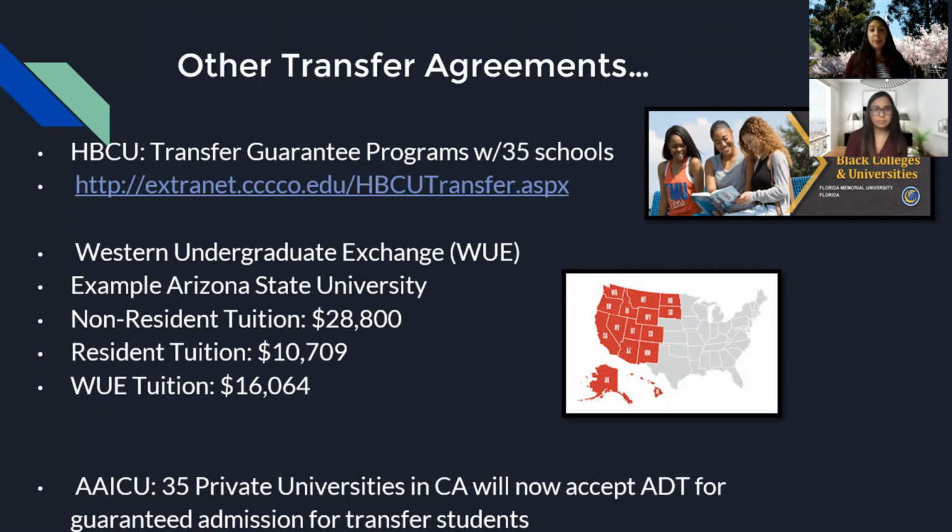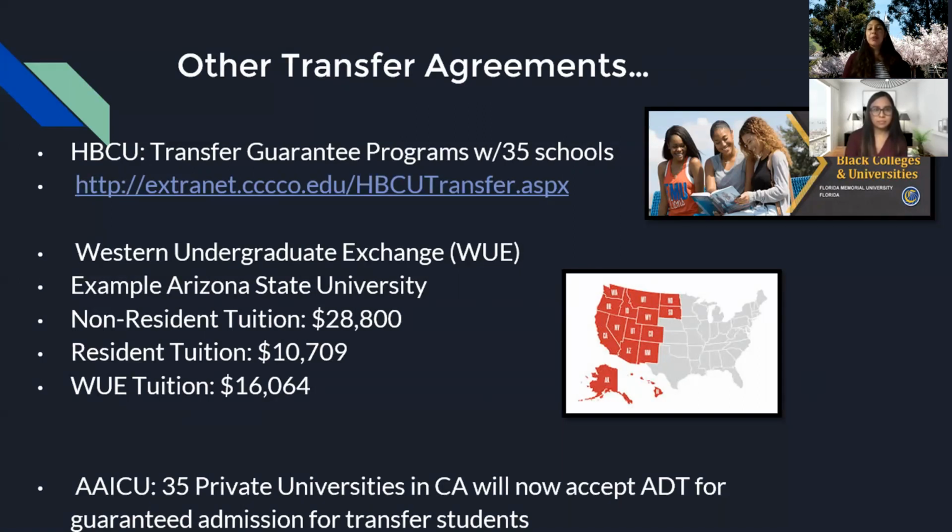This one is pretty exciting for anyone that wants to go out of state but still wants to stay on the West Coast. It's called the Western Undergraduate Exchange, or WUE. Essentially, as you can see on that red map, those are all of the states that have schools that are a part of the Western Undergraduate Exchange. Not all schools are a part of it, so again, it is important to do your research and check whether the school you're interested in applying to is a part of that exchange.